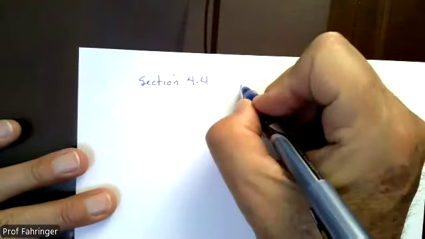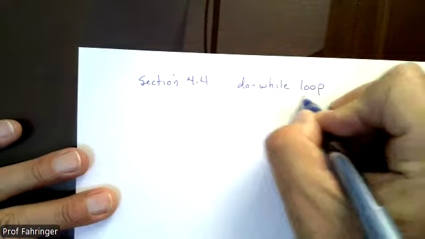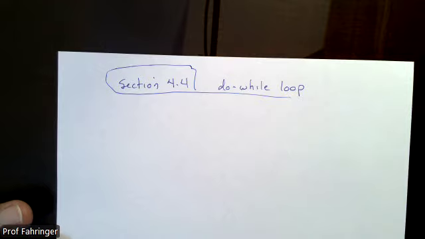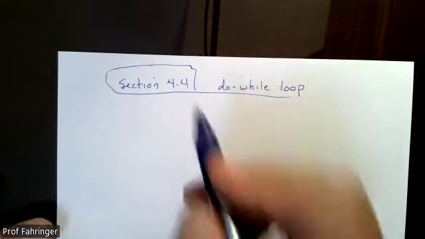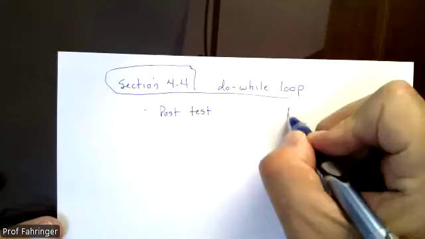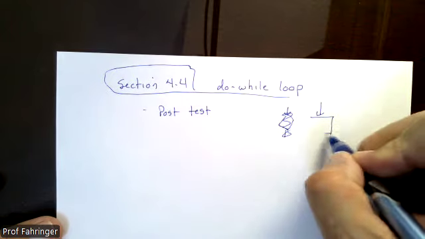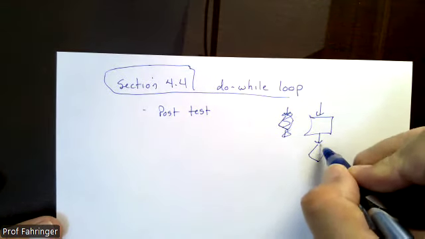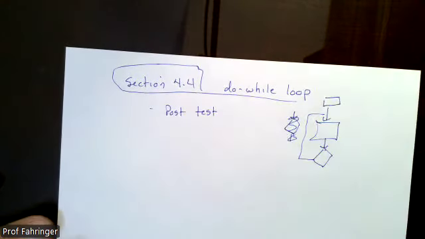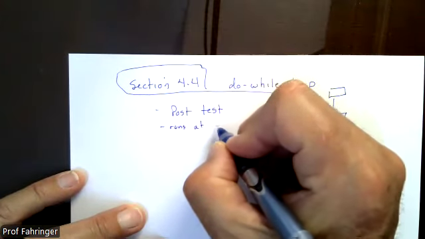And here we're going to take a look at something called a do while loop. This was the one that was the post test. I came in and hit the body, and then I had to check, and then I went out and possibly went back up. This guy runs at least once.